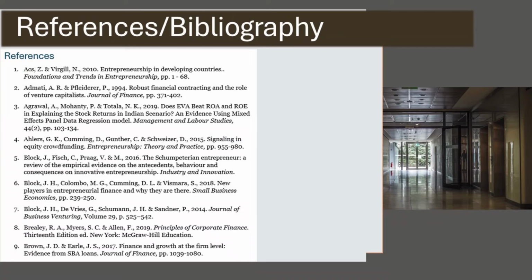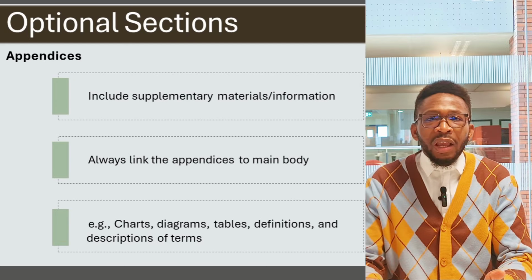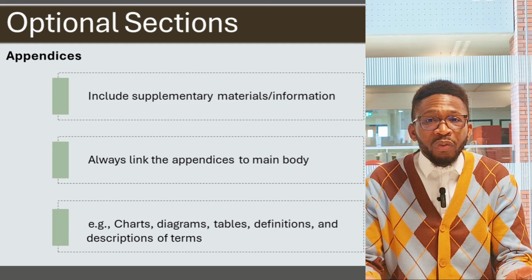Let's see an example of what a reference section looks like. The reference section would list your references in alphabetical order. You can use different software. You can look at your university websites for recommended university software, or the ones they have access to, to help you with your referencing. Your optional section can include your appendices. Appendices can help you to provide supplementary material or information. In this area, you can provide definitions of terms, basic descriptions if you wish.